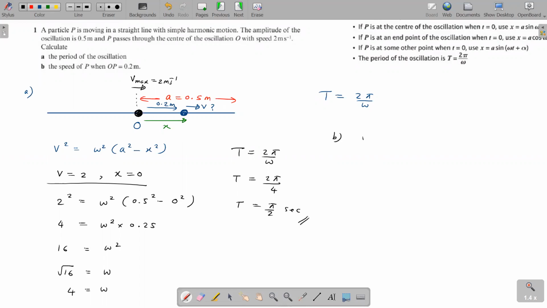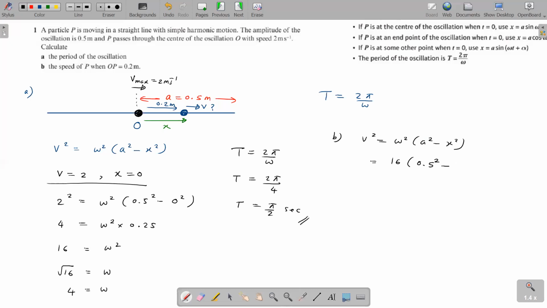We can use the help of v square equals omega square times a square minus x square. So what is the answer? Omega square, we just found: omega is 4, omega square is 16. Amplitude is 0.5. Amplitude is a constant, remember. Amplitude is a constant for this particular sum. Only x and v are the variables. Remember, x and v are the variables. The omega value, the a value, these guys are constant. So amplitude square minus x square.